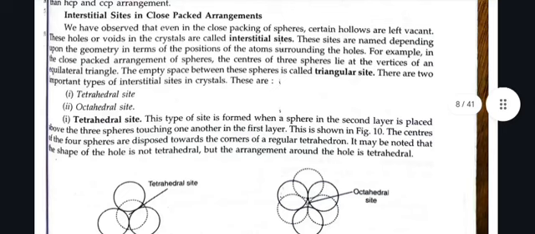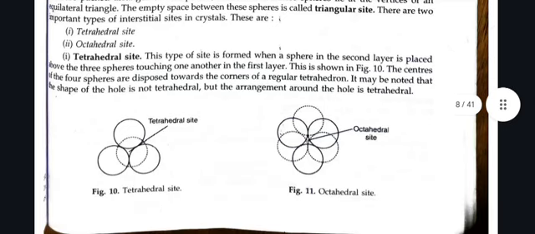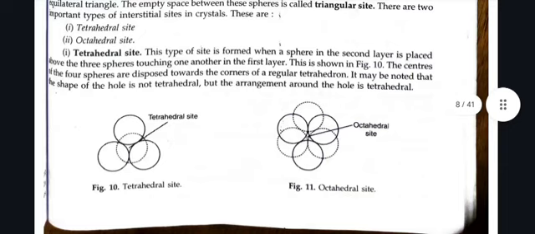There are 2 important types of interstitial site in the crystal. These are tetrahedral site and octahedral site. Tetrahedral site. This type of site is formed when a sphere in the second layer is placed above the 3 spheres touching one another in the first layer. This is shown in figure 10. The centers of the 4 spheres are disposed toward the corners of a regular tetrahedron. It may be noted that the shape of the hole is not tetrahedral, but the arrangement around the hole is tetrahedral.